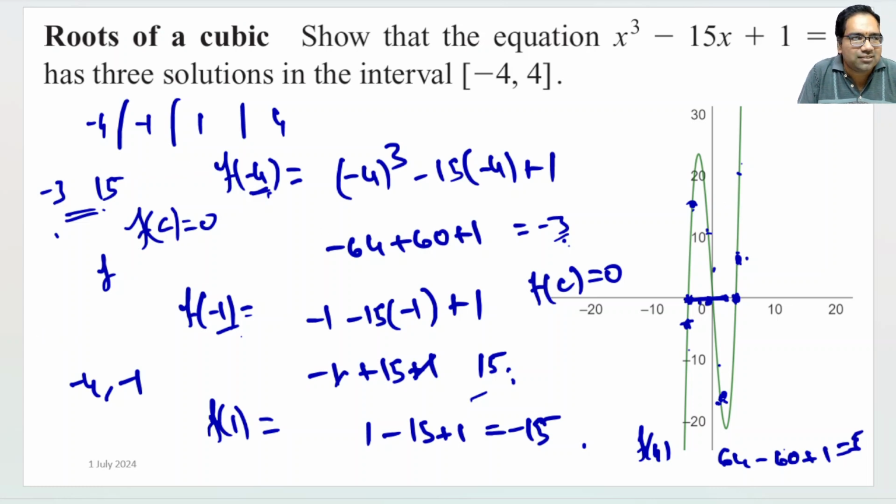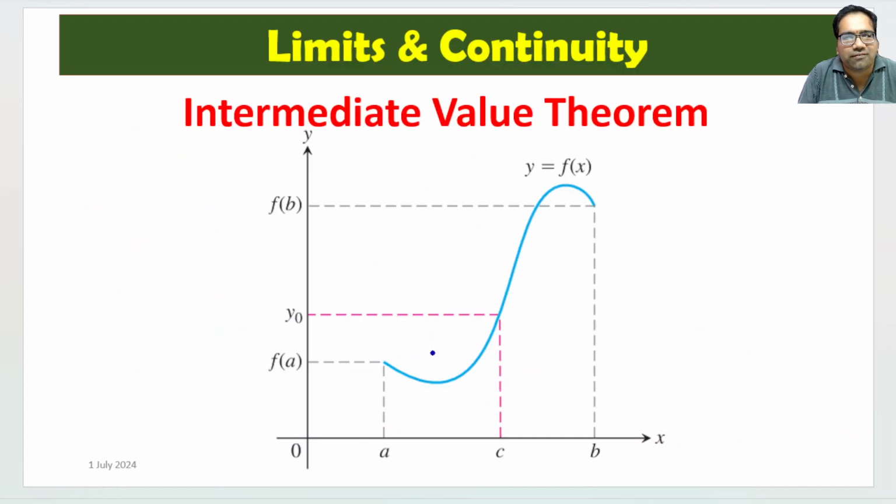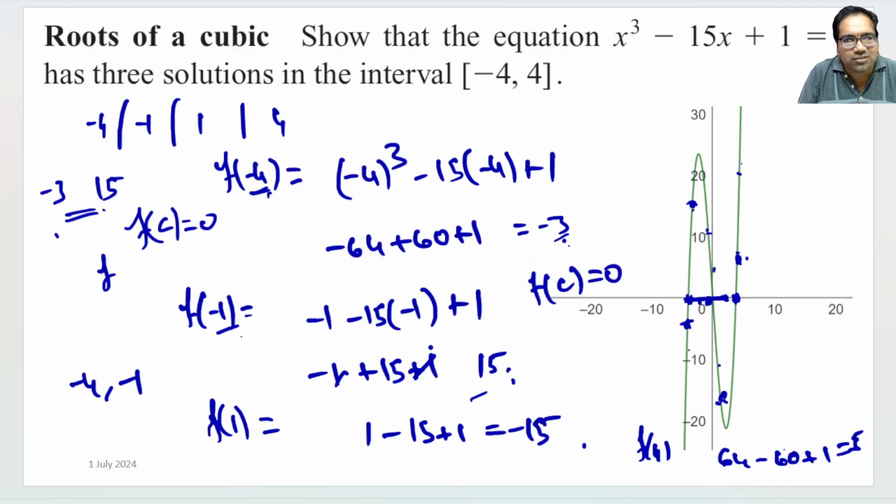This is an extended version of the intermediate value theorem. One is negative, another is positive. Obviously, that means the curve has to cross 0. Right? The intermediate value theorem is a more generalized version. We are using the specific case where one is negative, another is positive. That means there has to be a root.